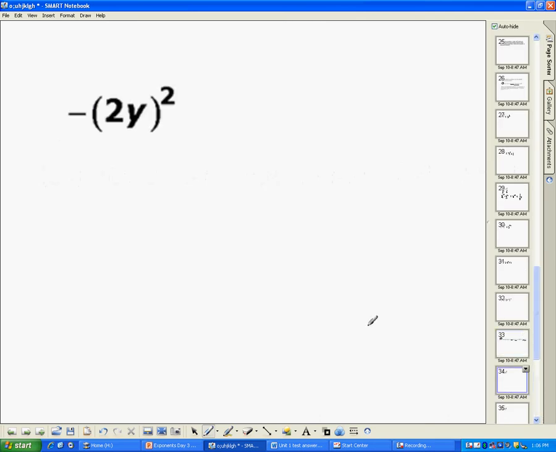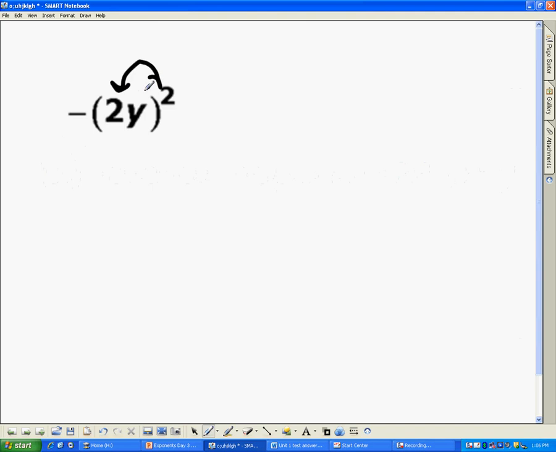So you can see in these examples here, I'm going to apply this power of 2 to everything that's inside of this. So this becomes negative 2 squared is 4, and y squared is y squared. Notice that the negative sign is not inside the parentheses. The negative did not go with the 2. The negative means that your whole answer is going to be negative in the end.